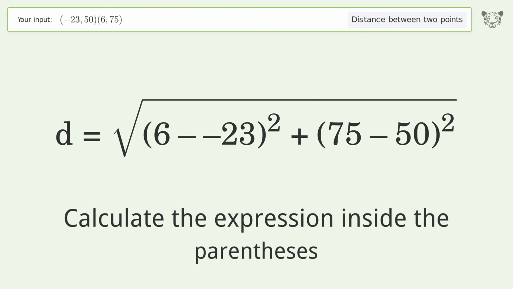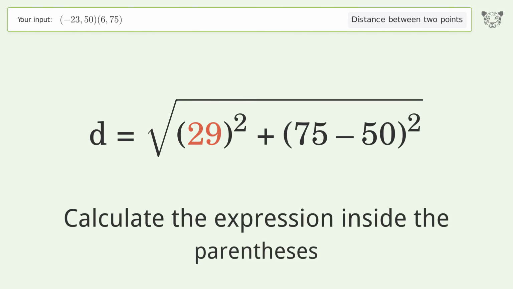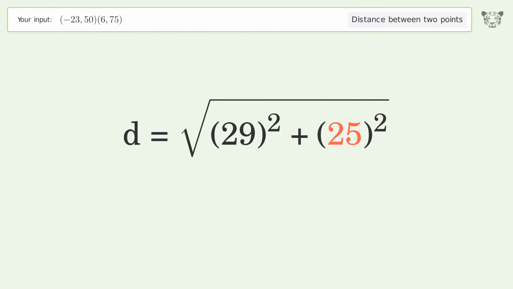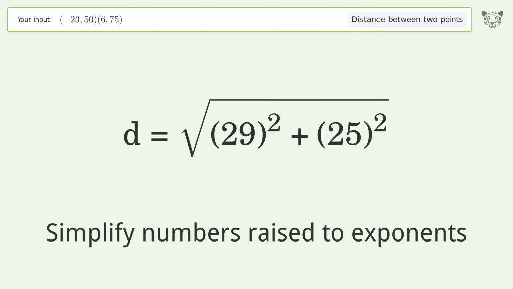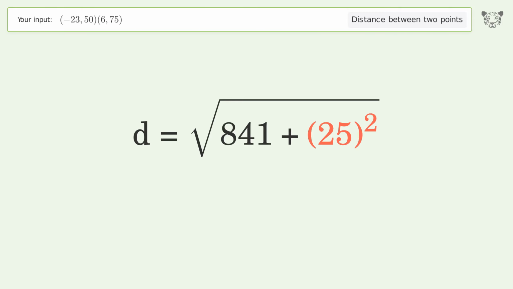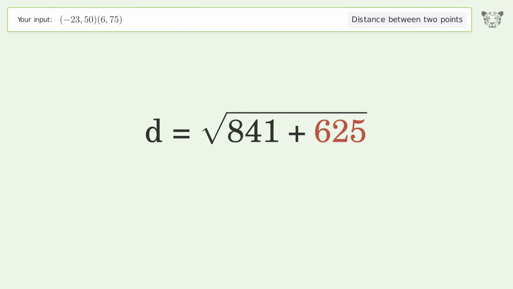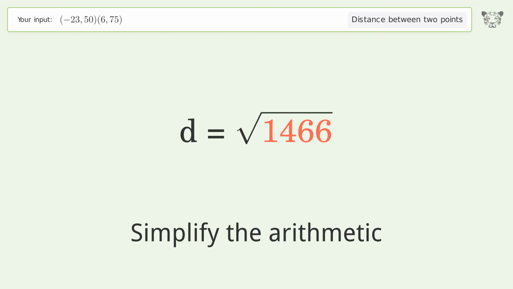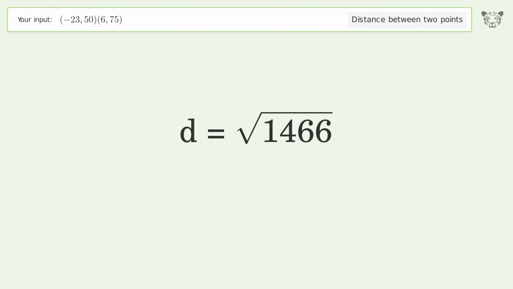Calculate the expression inside the parentheses. Simplify numbers raised to exponents. Simplify the arithmetic. And so the distance between the 2 points is the square root of 1,466, or 38.288.